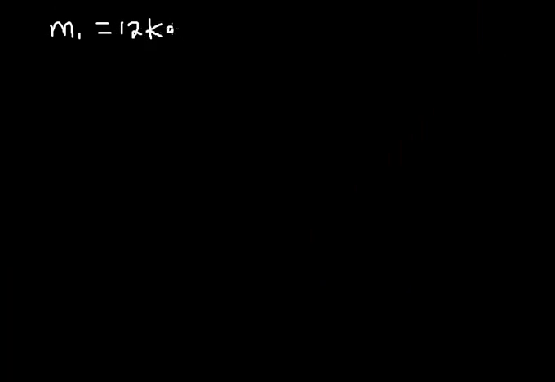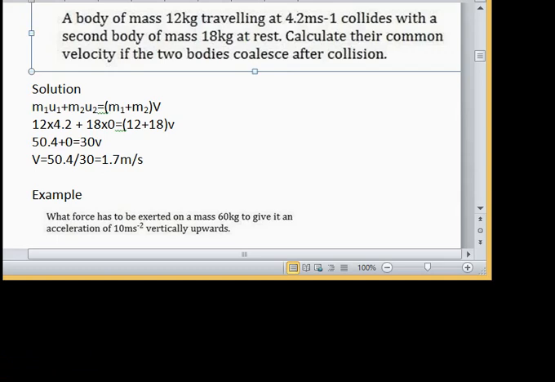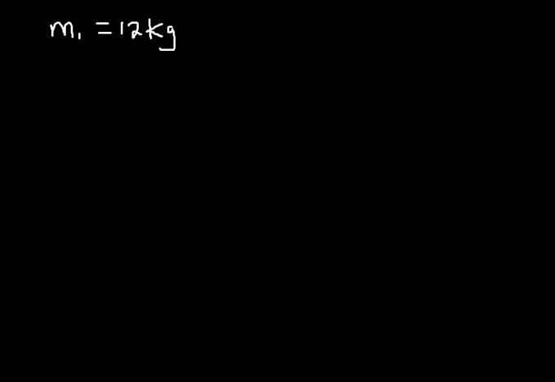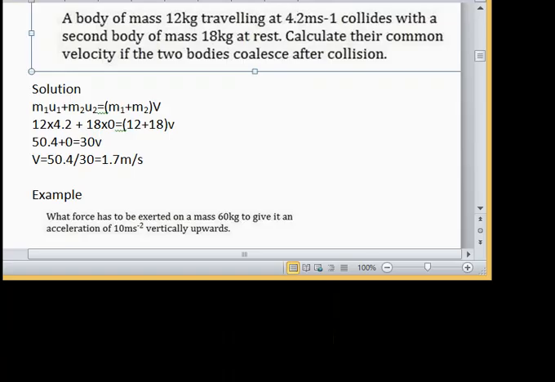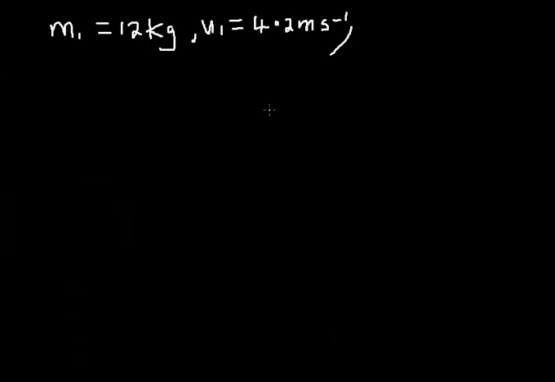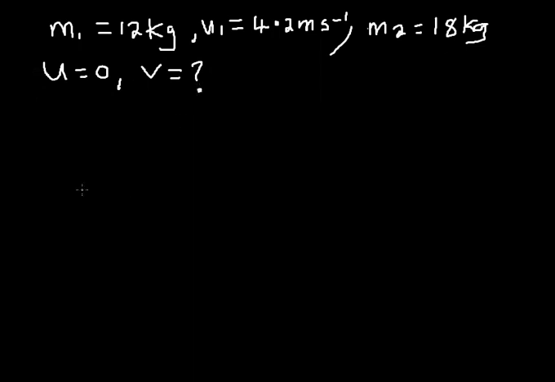I think I did solve this question. And that 12 kg was actually traveling with an initial velocity of 4.2 meter per second. Now it collides with the second body of mass 18 kg, and that's M2, 18 kg, and the 18 kg is at rest. So of course, we are looking for their final velocity. We've evaluated this question before.